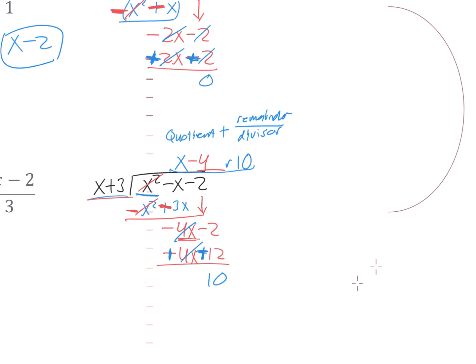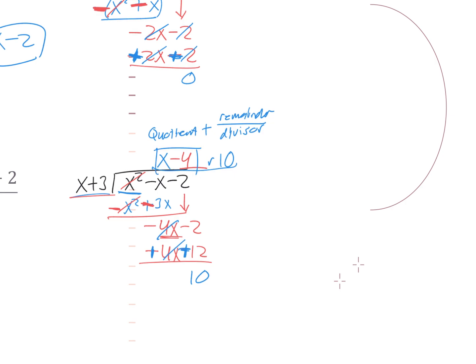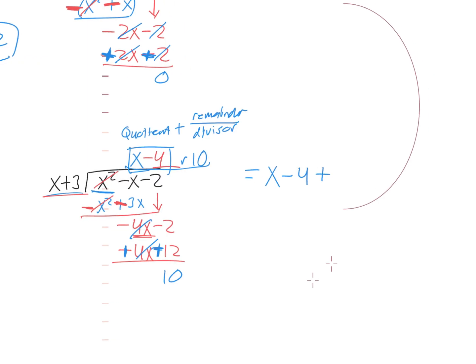If the words are confusing, that's fine. Your quotient is going to be this bit right here. So my answer is going to be x minus 4 plus my remainder, 10, over my divisor, which is what we divided by. It's going to be x plus 3. So this is how you're going to write your answer. All right. Now, there are a couple scenarios in which this is actually going to help us down the line. But again, for the sake of this lesson, we're just trying to teach you the skill of dividing polynomials.